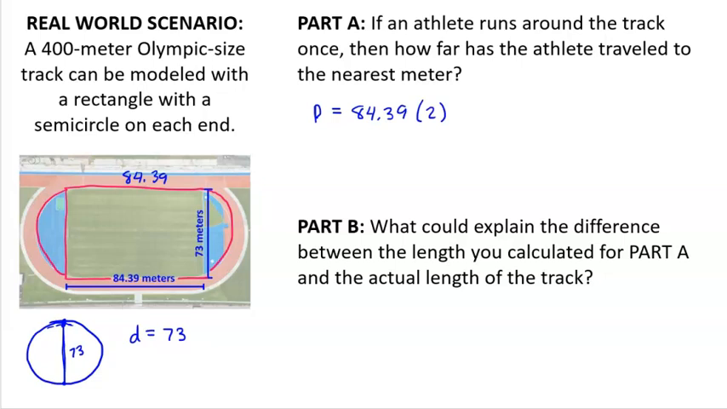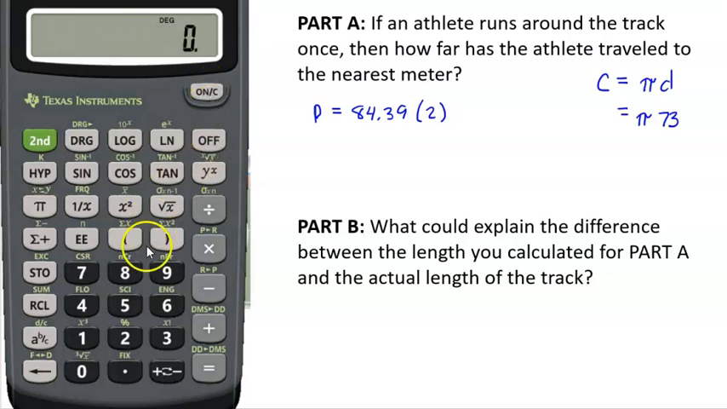And so let's go ahead and calculate the circumference. So we know that the circumference of a circle, I'm just going to put it over here. And we already have the diameter, so I'm going to use pi d. And so that's going to be pi times 73, or 73 times pi. Let's go ahead and get that into our calculator. I'm going to go ahead and clear this out. And I type pi last, so 73 times pi equals, and that gives us 229.34.